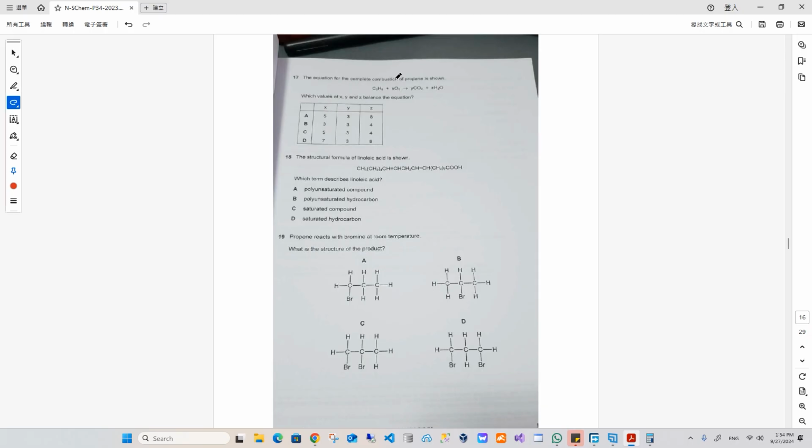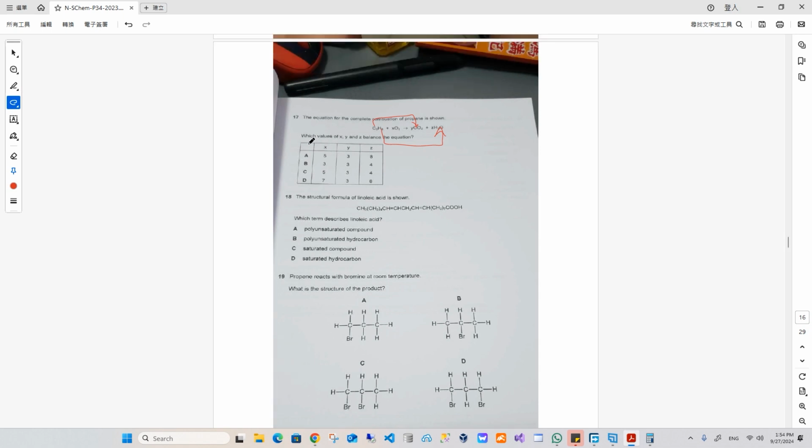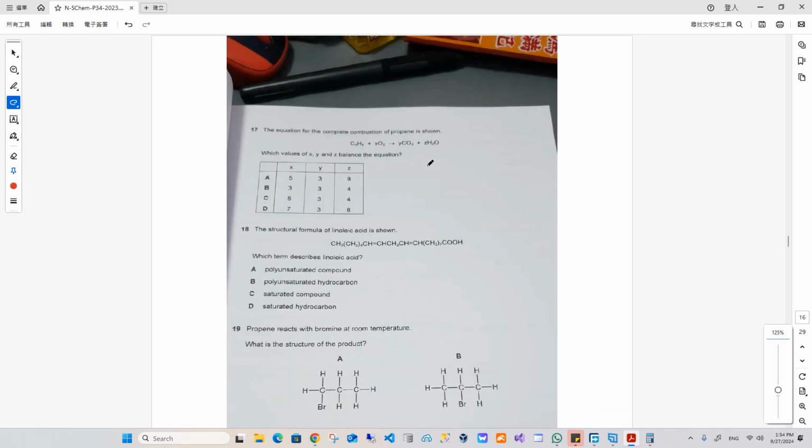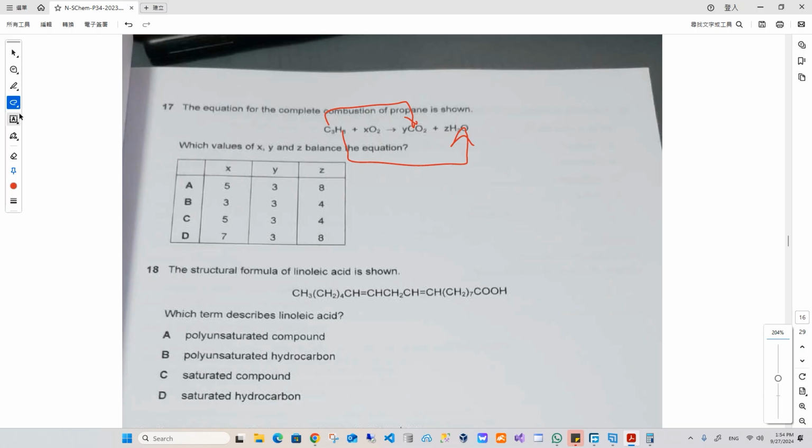The equation for the complete combustion of propane: all carbon becomes CO2, all hydrogen becomes H2O. That is all combustion. Which values x, y, z balance the equation? Let me zoom in a little bit and rub away the nonsense first. Sorry, Control Z, Control Z. Good. Carbon to carbon is 1 to 1, so there are 3 carbons here. Oh, this is back.